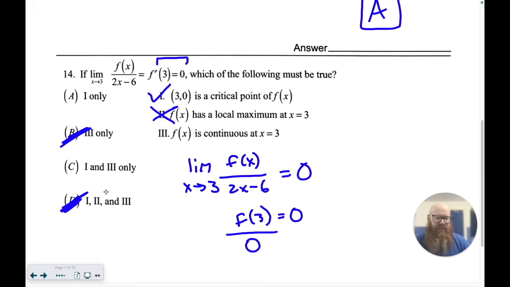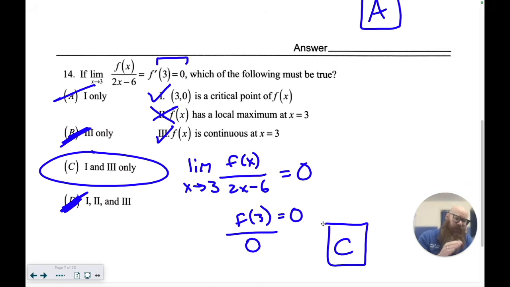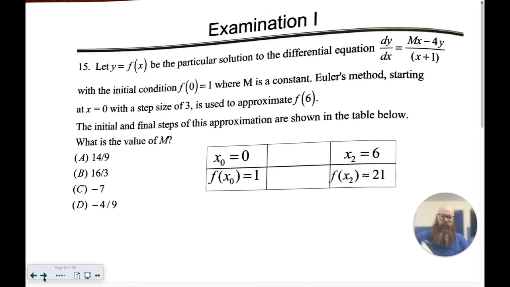Well, f of x is continuous at x equals 3. What ends up happening is if it's differentiable, the derivative is certainly equal to a value, it's automatically continuous. So it ends up being C. All right, so be careful with that one. We saw earlier, just because something was continuous didn't mean it had to be differentiable, but the converse is true. If it's differentiable, then it is definitely continuous. All right.